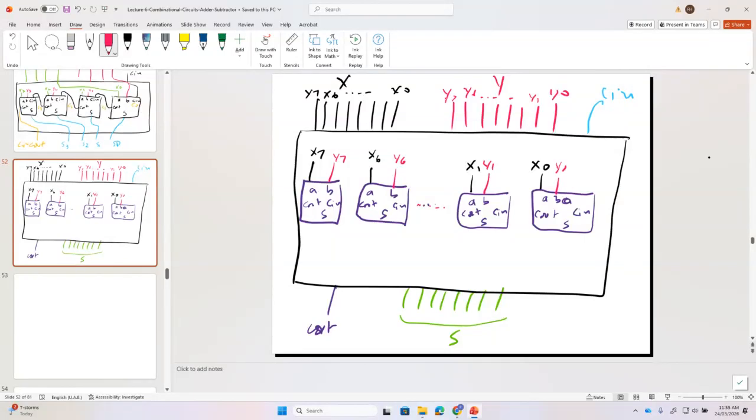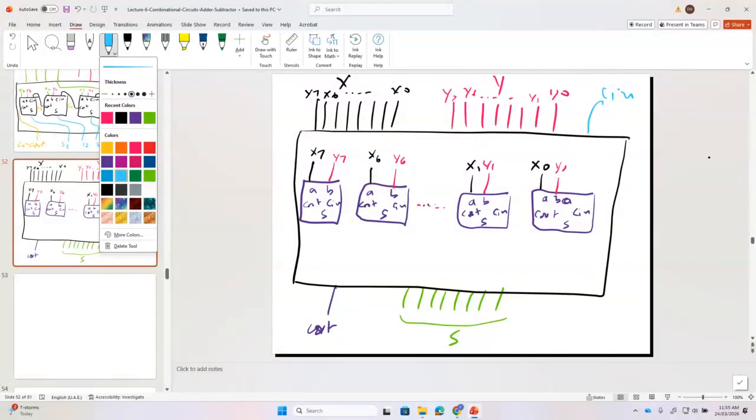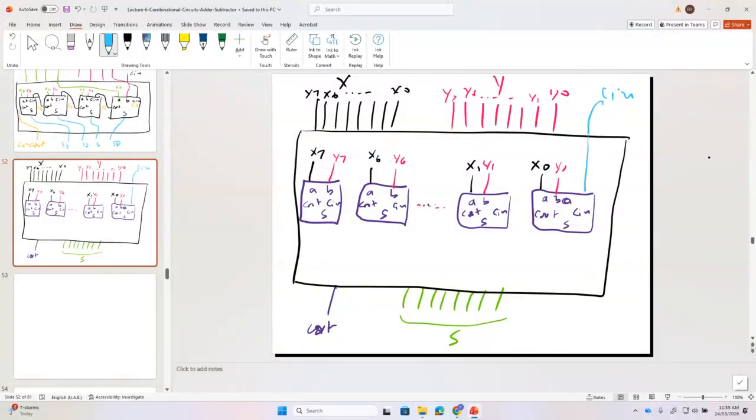Please remember these are dots, so these are the stages. This C in is connected to this one, and this C out connects to the next. So this is my C0, this is C1, and so on. This is C6, this is C7 and this is C8, and this C8 is connected to C out.